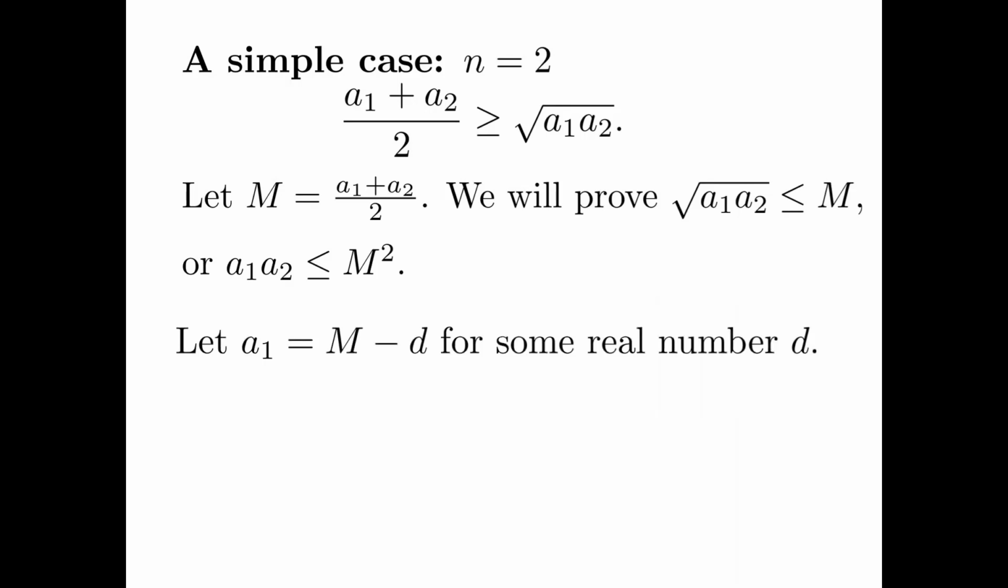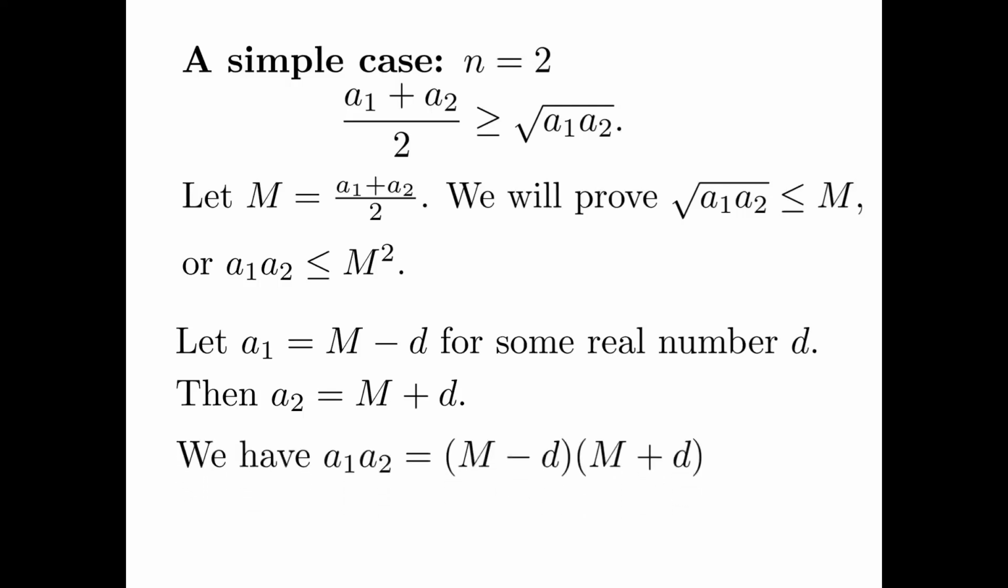Let a1 equal m minus d for some real number d. Then a2 should be m plus d, so that their average is m. d can be positive, negative, or zero. It is a measure of the distance from a1 and a2 to their average m. We have a1 times a2 equals (m minus d) times (m plus d), which equals m squared minus d squared, which is less than or equal to m squared. We are done. Easy enough?